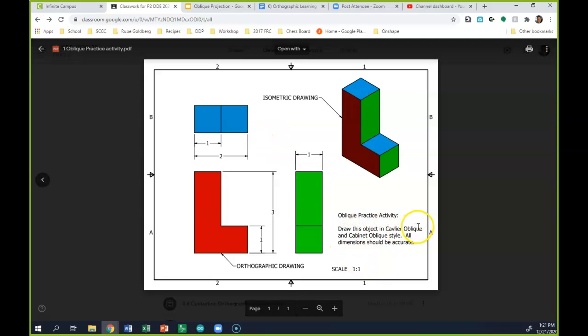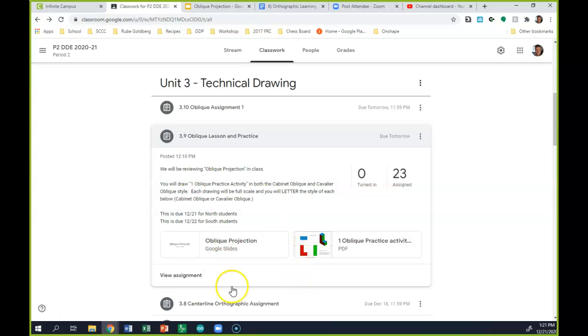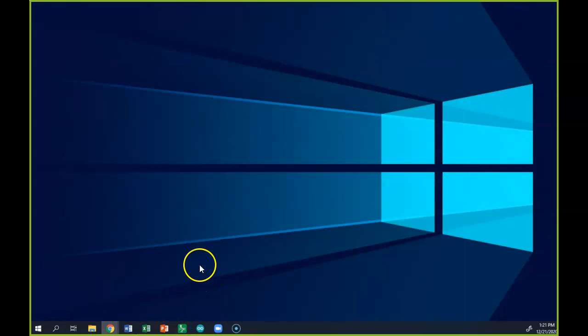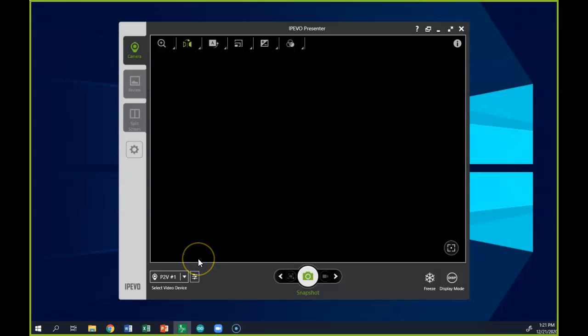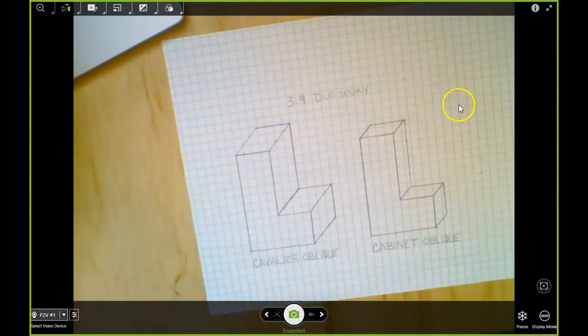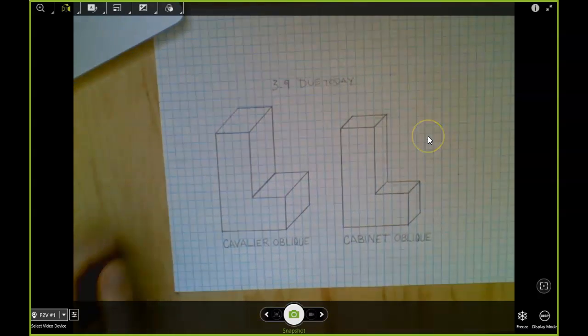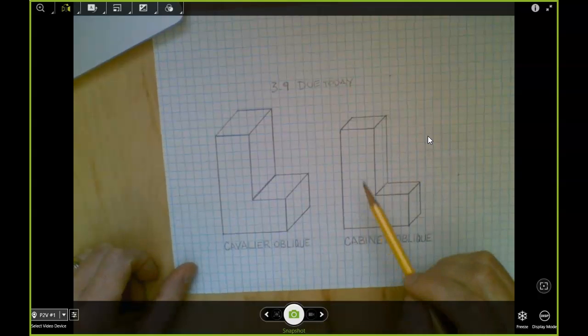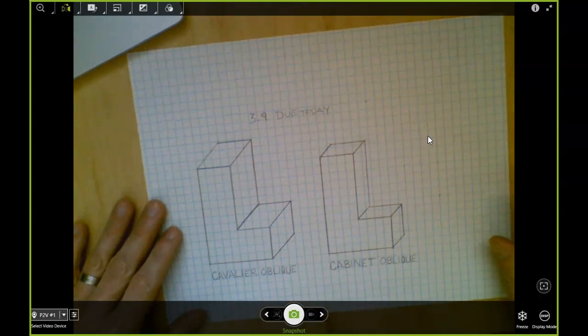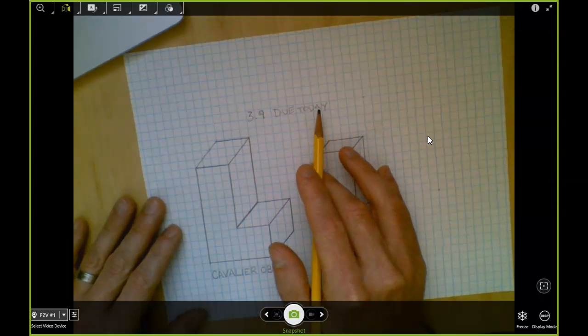We're going to draw this object in Cavalier Oblique and Cabinet Oblique. All dimensions should be accurate. We're also going to label which one is which. So in the end, where's my zoom stuff? In the end, here I'm going to stop my video and turn on my desktop video. You guys need a ruler, a pencil, and graph paper. Okay. In the end here, we're going to have a drawing that looks like this. Okay, and again, 3.9 is due today.